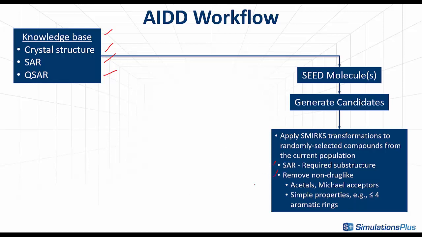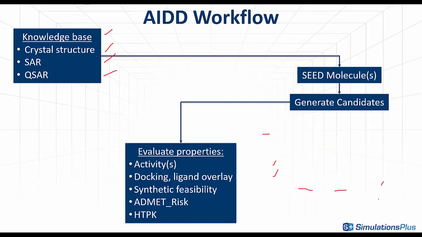There's also a drug-like filter, and if the candidate compound hits or matches one of the SMARTS strings in there, then the compound will be rejected and we'll have to generate a new compound for that. So drug-like filters will be acetals, Michael acceptors. You can also specify simple properties such as less than or equal to 4 aromatic rings in there. And of course, this is modifiable within our program. For example, I talked to someone last week who indicated that they were working with Michael acceptors, so they wanted to form a covalent bond with the receptor, and so they wanted to keep Michael acceptors, obviously.